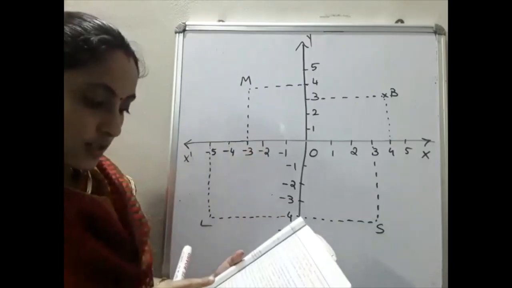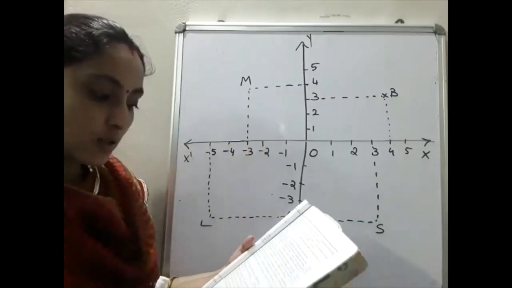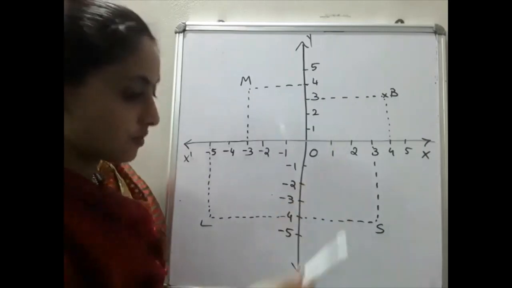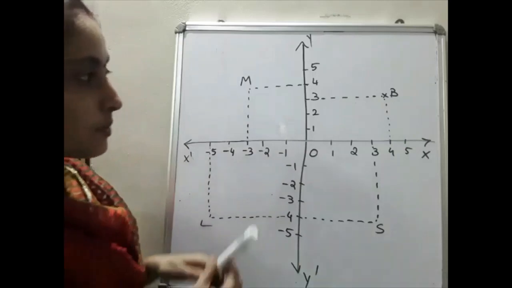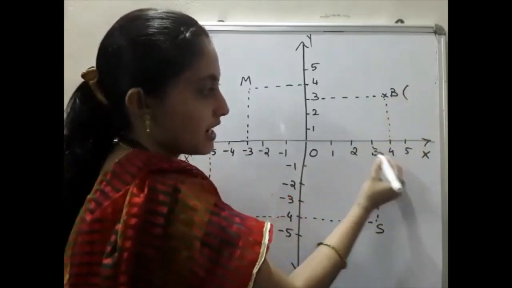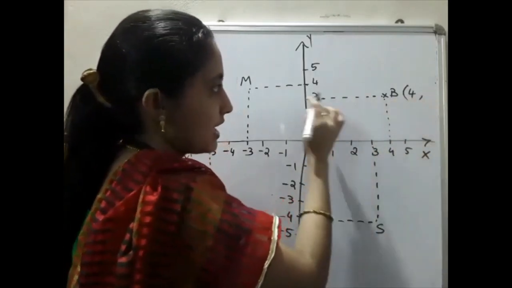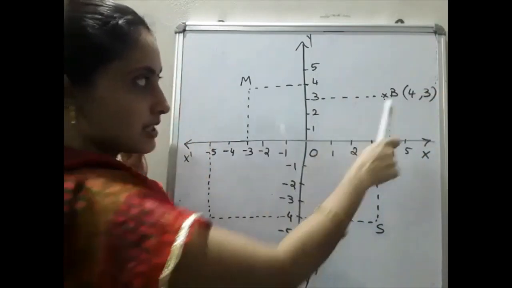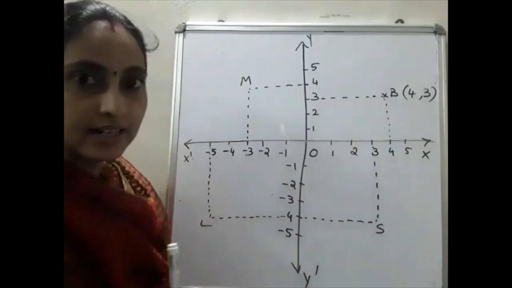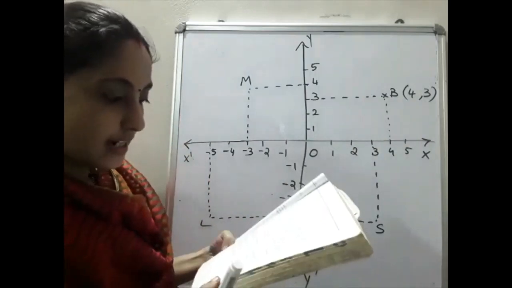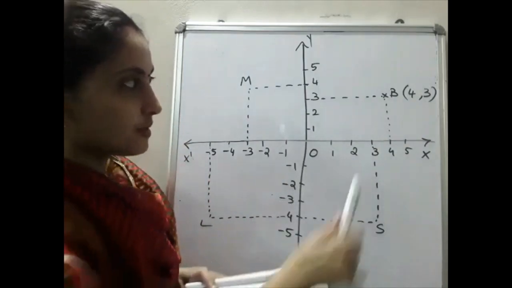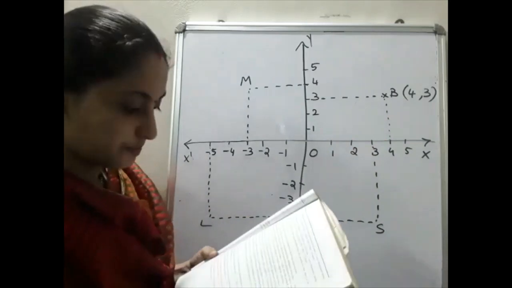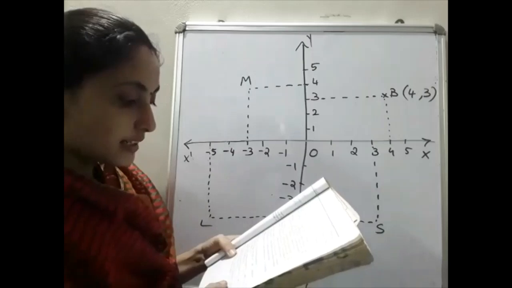Listen here. First question: the abscissa and the ordinate of the point B. Can you say what the abscissa and the ordinate of the point B are? B can be written from this 4, and here it is 3. The point is (4, 3). So the abscissa is 4 and the ordinate is 3. Hence the coordinates of B are (4, 3). Then the second question.